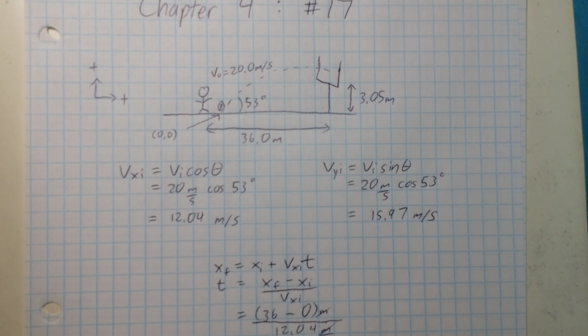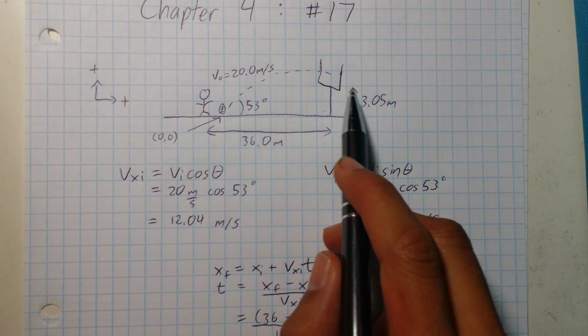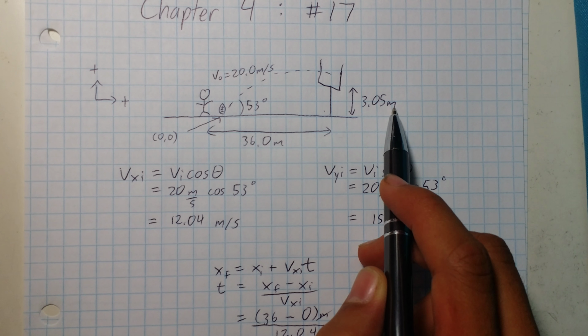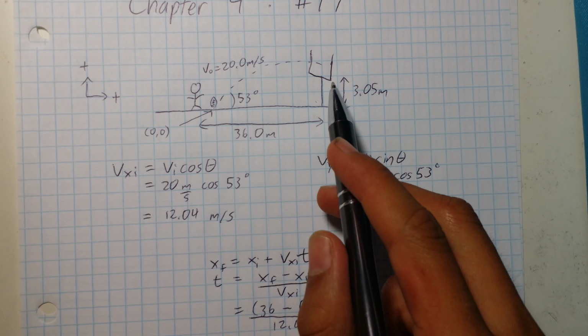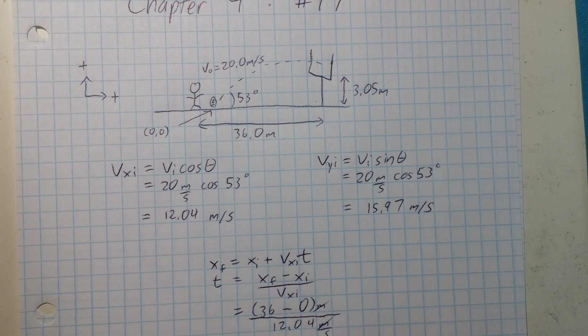Looking back at our diagram, we know that the crossbar is only 3.05 meters high. So if the ball is at a height of 3.945 meters, which is what we calculated, the ball should be over the crossbar.